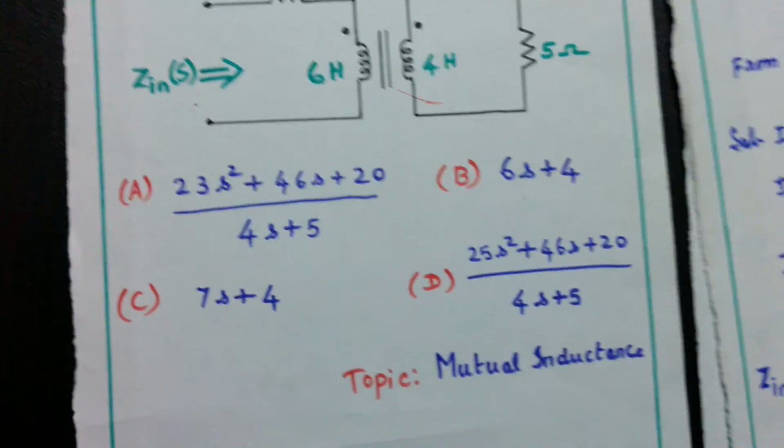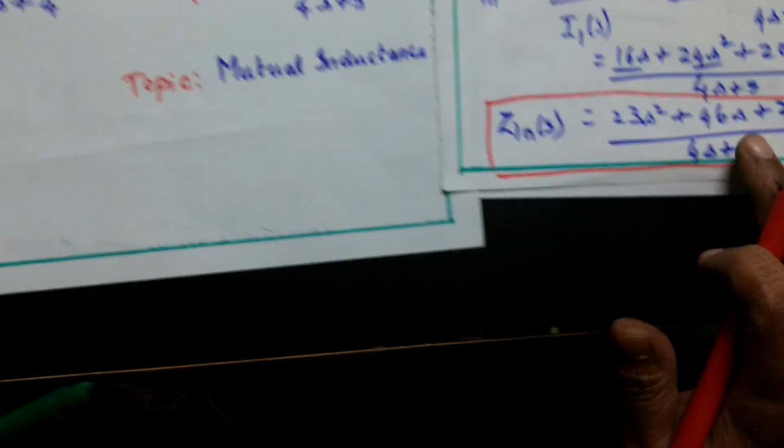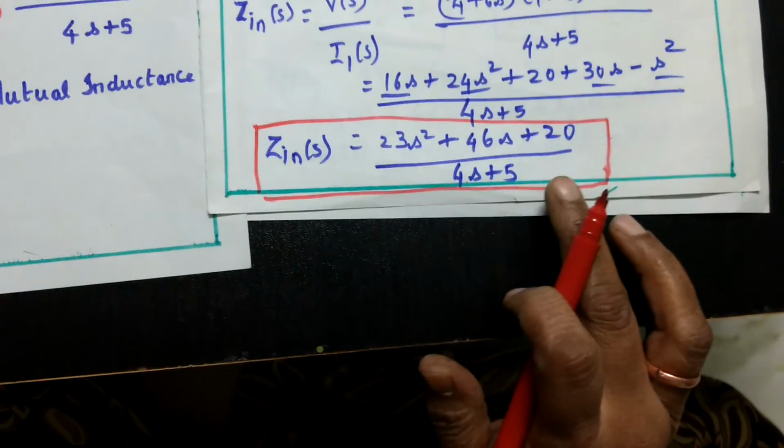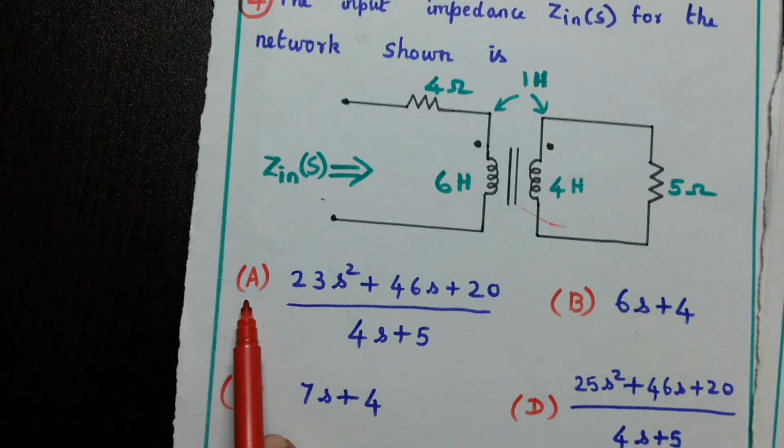So let me come to the options. So we found Z in of S is 23S square plus 46S plus 20 by 4S plus 5. So option A is correct one. That's all.